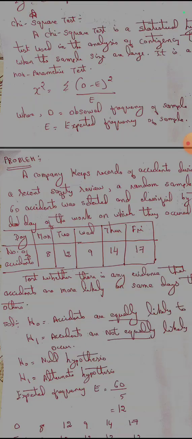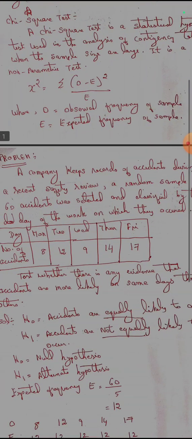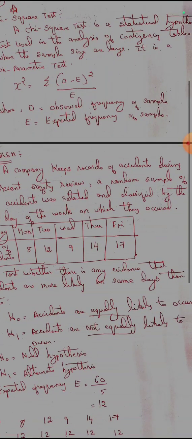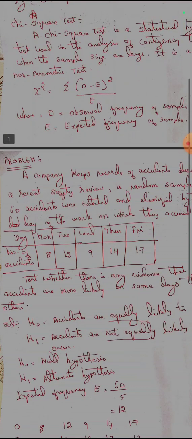Solution: H naught equals accidents are equally likely to occur. Here H naught indicates the null hypothesis. Next one is H1, the alternate hypothesis. Alternate hypothesis is the reversal of null hypothesis. So for H naught we have taken accidents are equally likely to occur, and H1 represents accidents are not equally likely to occur. Both of them are contradictory to each other.